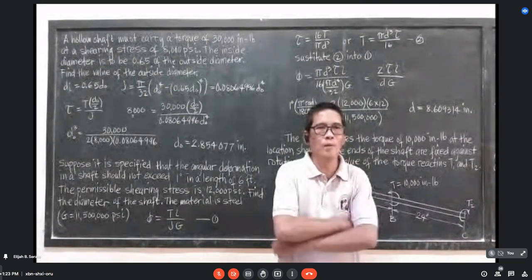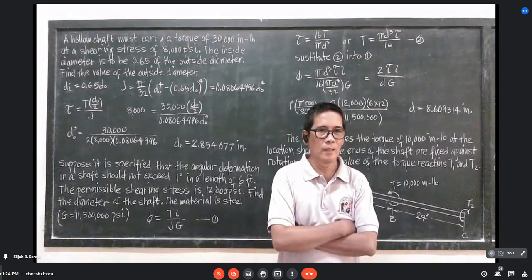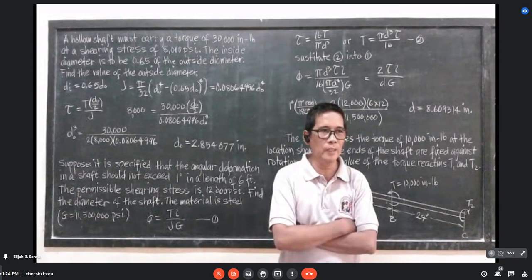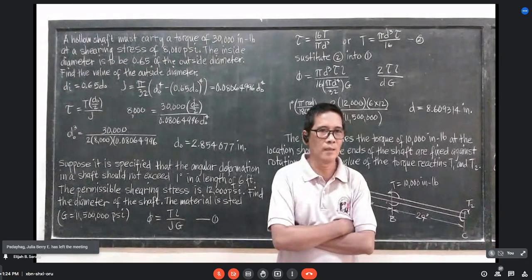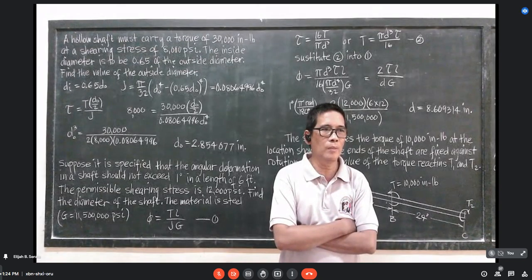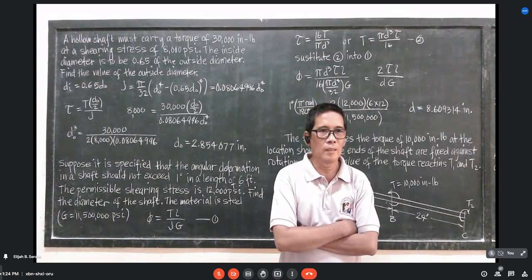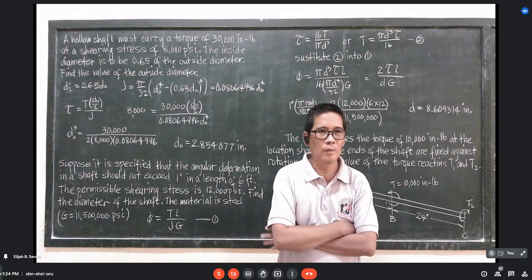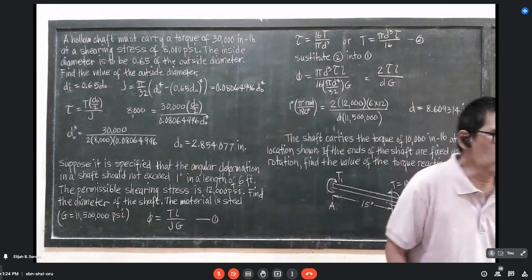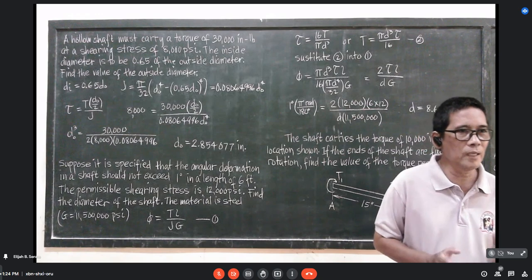And one of the most important things you have to be careful about here is the units. Units. I mentioned this last time, no? One important unit is phi. What is the unit of phi, the angle of twist? In the formula, phi is equal to TL over JG. Phi should be in what unit? Radians, okay? And the rest are all consistent, no? If you have pounds and inches, PSI and so on, your formula must be consistent. Okay? So that is just a review of what we discussed last time.